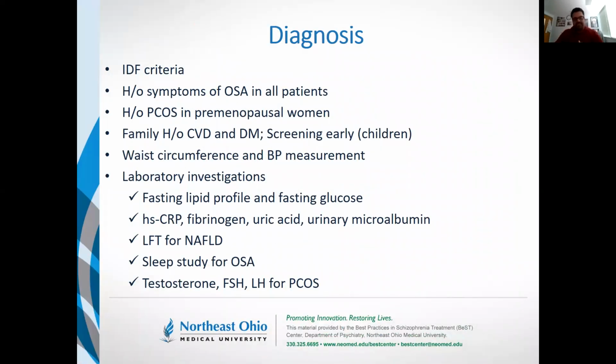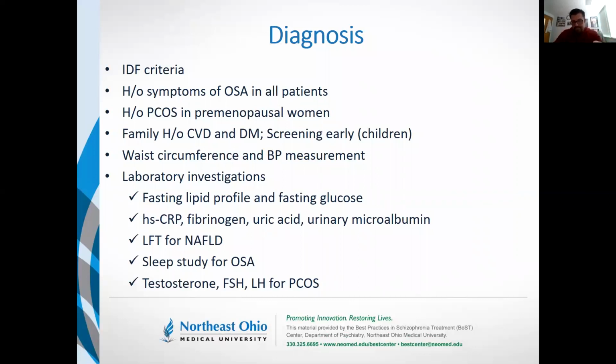Now, to make the diagnosis, obviously, if anything's following the IDF criteria, that would make the diagnosis. We have to rule out history of symptoms of obstructive sleep apnea in all our patients, and the same with history of polycystic ovarian syndrome in premenopausal women. Also a family history of cardiovascular disease and diabetes. Screening early, and this includes children if there's a strong family history. Waist circumference and blood pressure measurements. And then certain labs we can do: fasting lipid profile and fasting glucose, which will let us know exactly if they have any glucose intolerance.